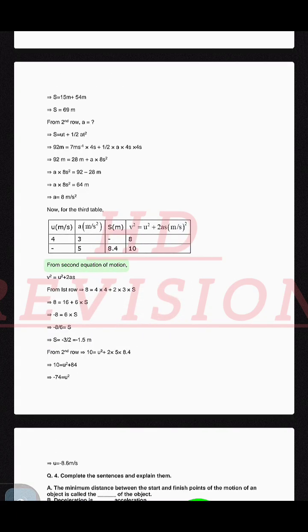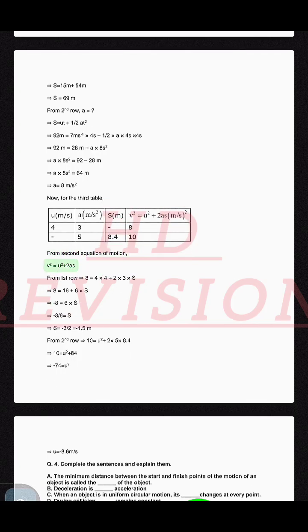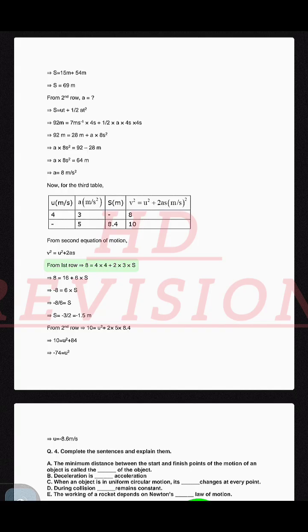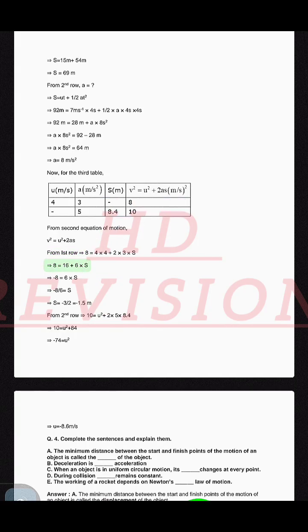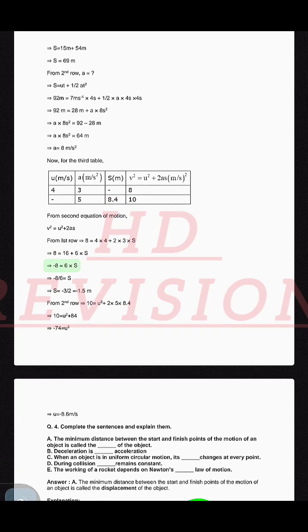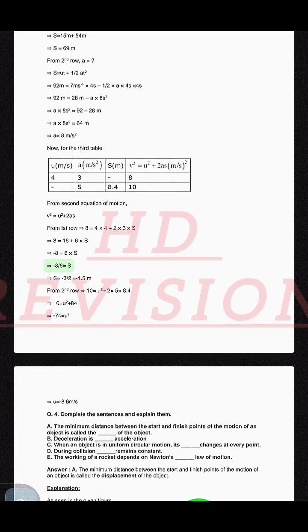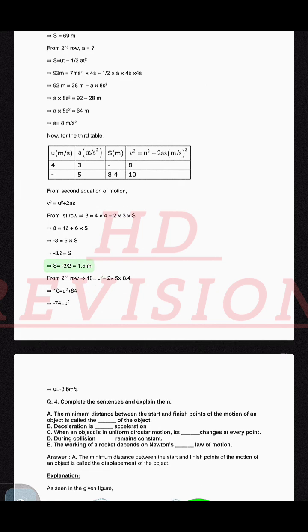Now, for the third table. From the third equation of motion, v² equals u² plus 2as. From the first row, 8 equals 4 times 4 plus 2 times 3 times s. 8 equals 16 plus 6 times s. Minus 8 equals 6 times s. Minus 8 sixths equals s. s equals minus 3 halves equals minus 1.5 meters.